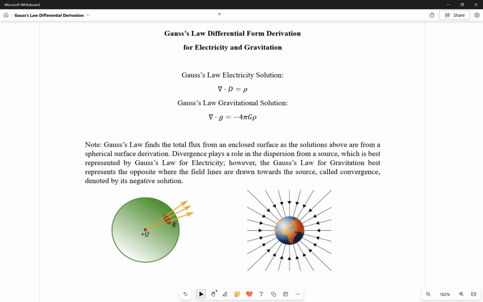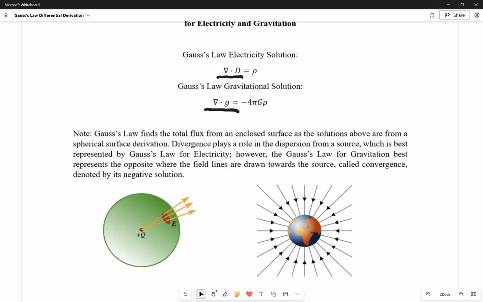Now, following with the definition of Gauss's law, it involves finding the total flux from an enclosed surface such as a sphere or a cylinder. As you can see from the differential equations of Gauss's law for both electricity and gravitation, they involve the divergence on the left side of their equations. Divergence involves the dispersion of field lines from a source.